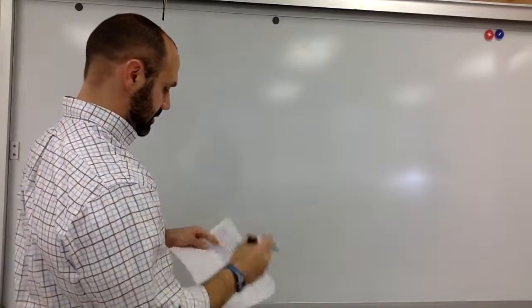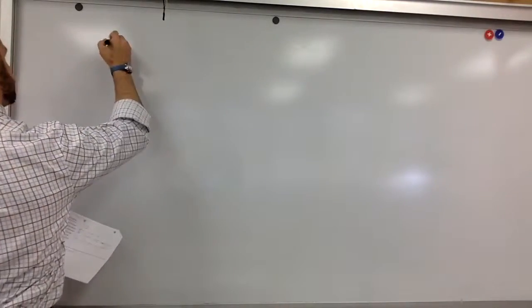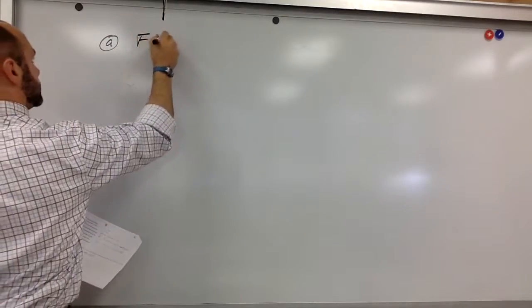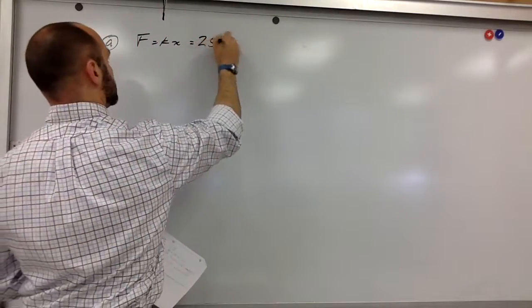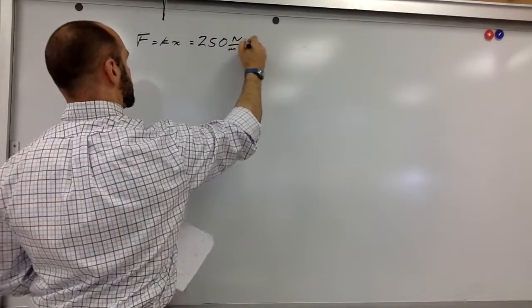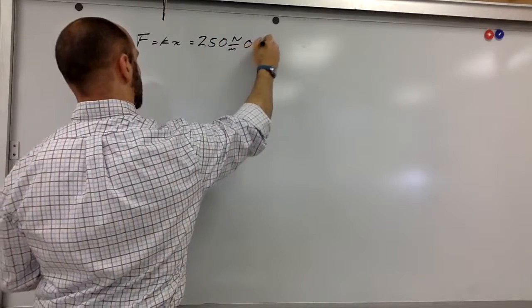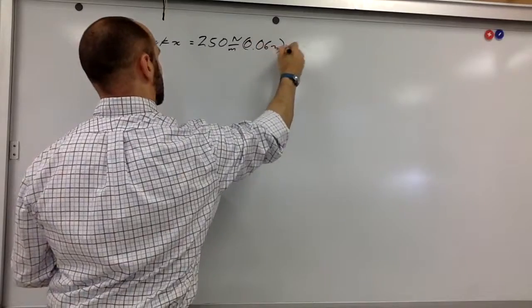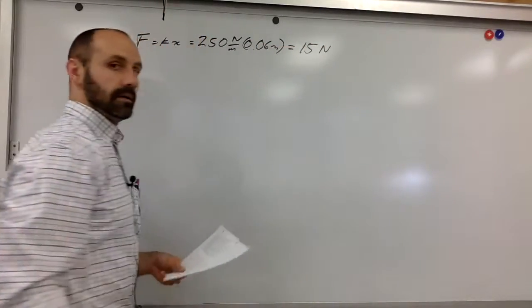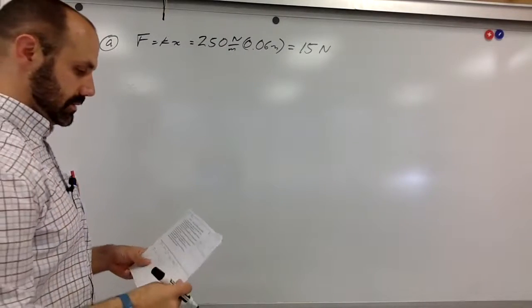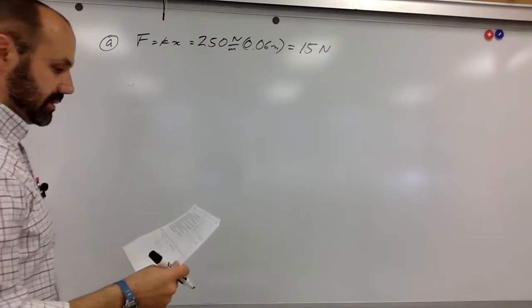Get ourselves some space here. This should be simple. This is just F equals Kx. It's a Hookean spring. And so it's 250 newtons per meter times 0.06 meters. And so I'm going to get 15 newtons as the force necessary to keep it in place there.